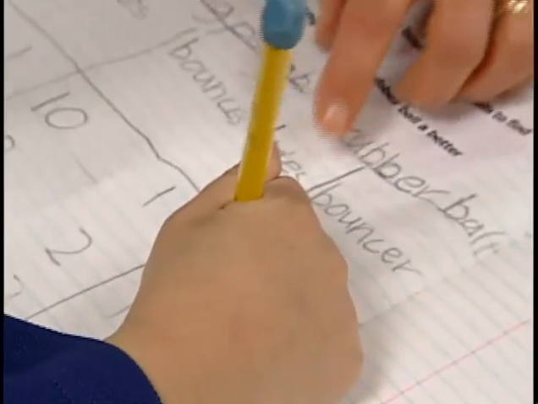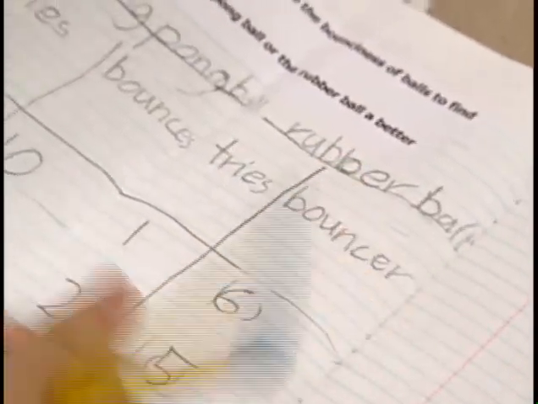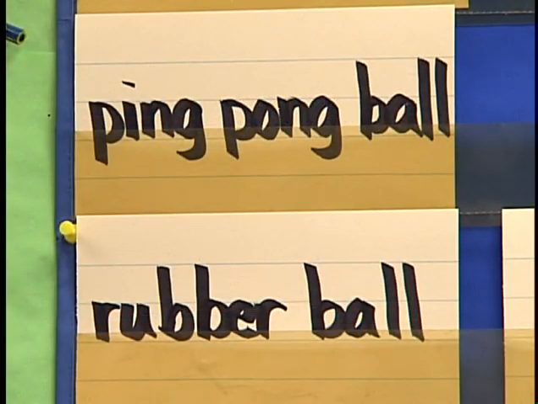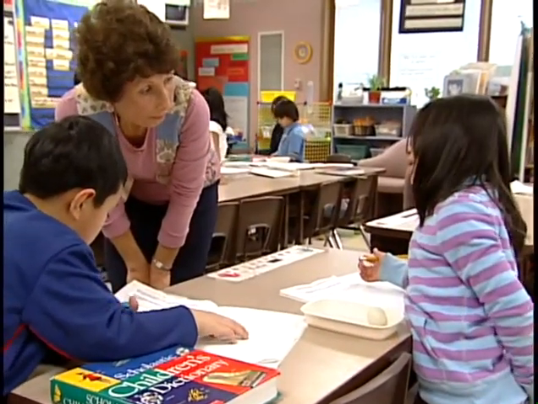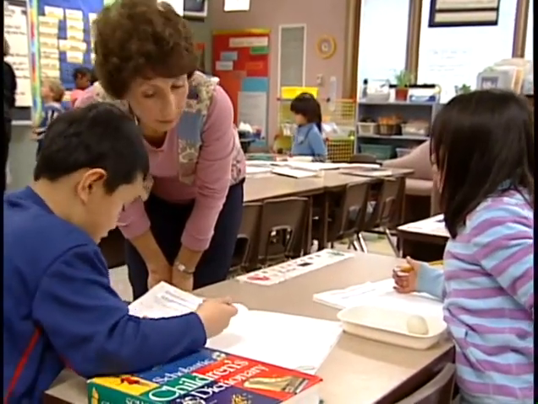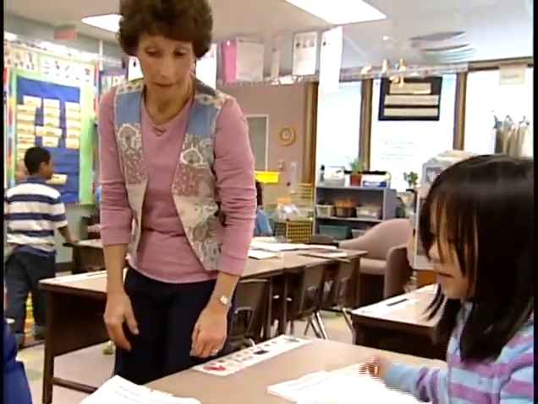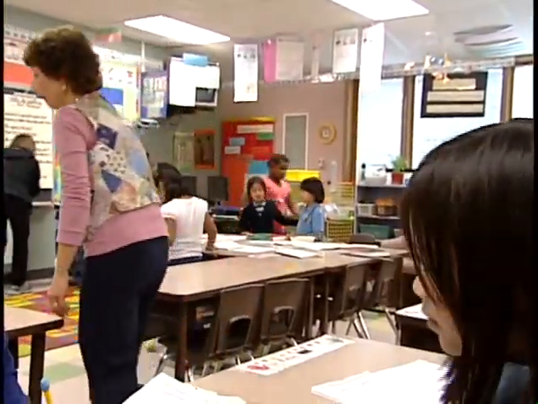Ping pong has had how many bounces? 10. 10 and 10, okay? And what do you notice about the rubber ball bounces? Only have 6 and 5. 6 and 5. So according to this information, which ball seems to be the better bouncer so far? I think ping pong ball, because it has more bounces.